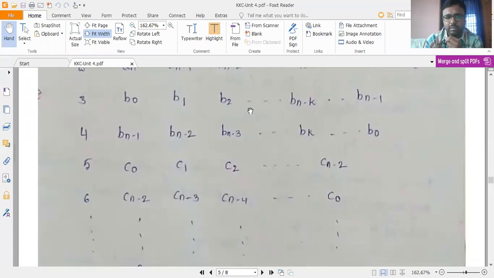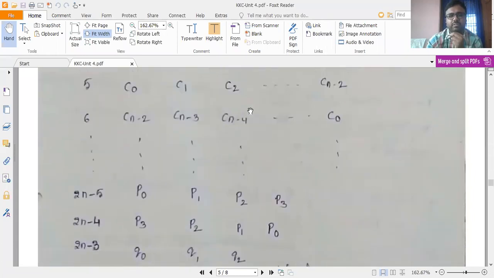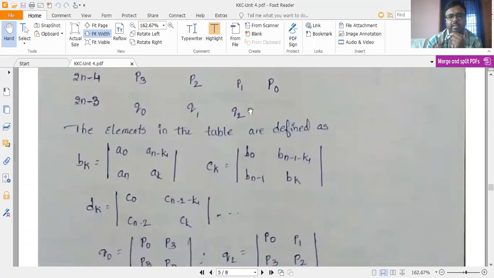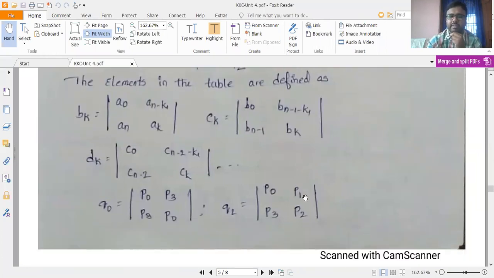Okay. So after that, the fifth row is going to start from C0 and C2 values. For determining the values of C0 to Ck, we are going to have another table, that is B0, Bn minus 1 minus k, Bn minus 1 and Bk. And after the calculation of the C values, we can go for the T values.